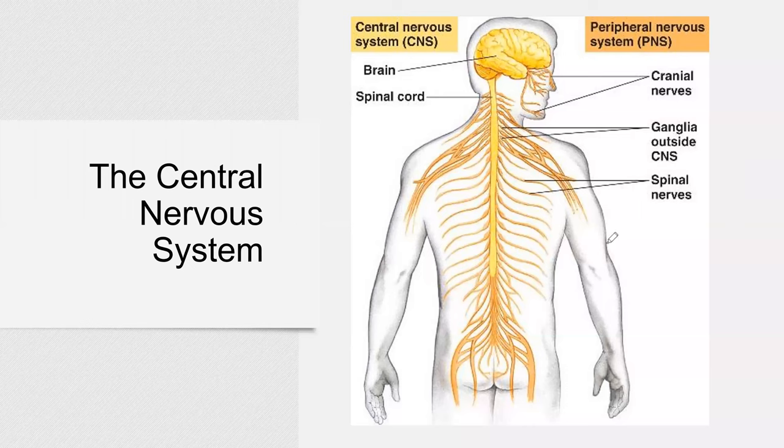So central nervous system is made of the brain and the spinal cord. On this diagram, you can see brain and spinal cord in a light yellow, and then dark yellow are nerves and other structures called ganglia. Those are part of the peripheral nervous system that we will cover in our next lectures, right? So brain and spinal cord.